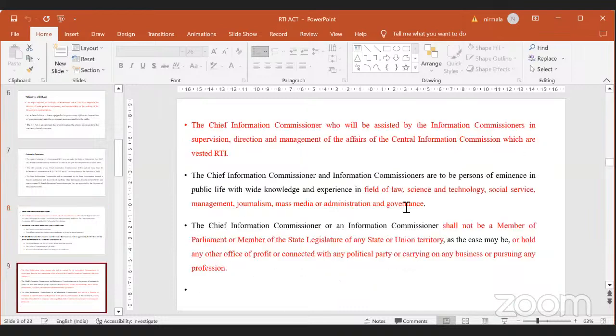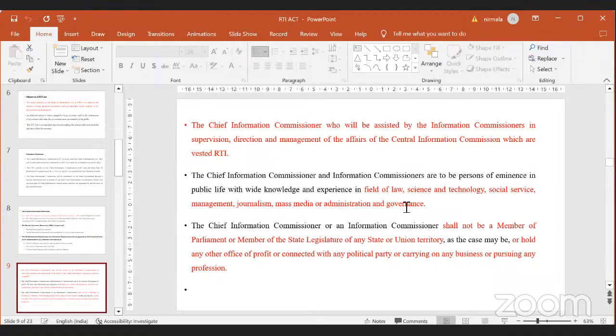And the Chief Information Commissioner will be assisted by not more than 10 Information Commissioners, who are to be appointed by the President of India, in the direction and management of the affairs of the Central Information Commission based on the objectives of the Right to Information Act.